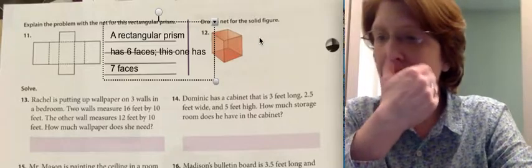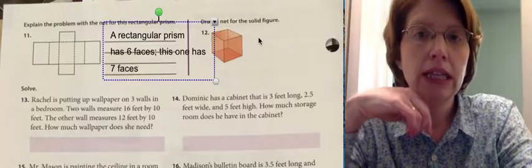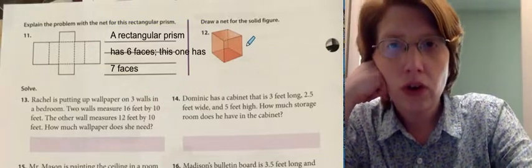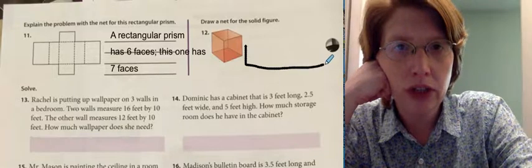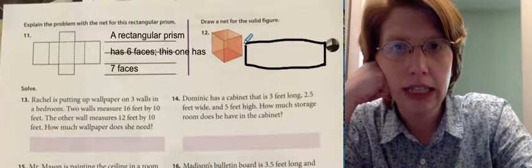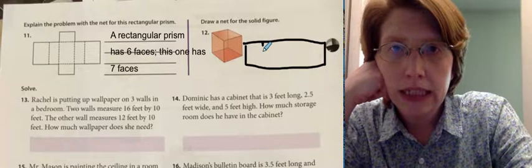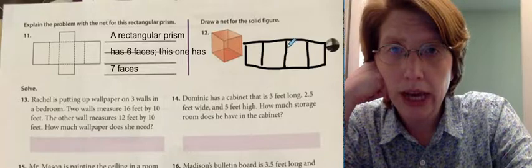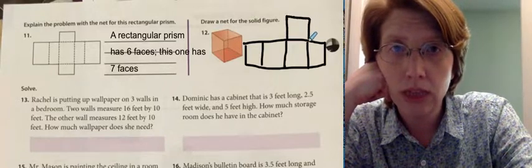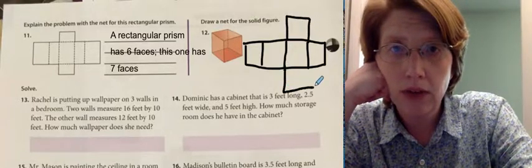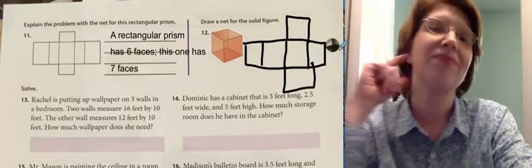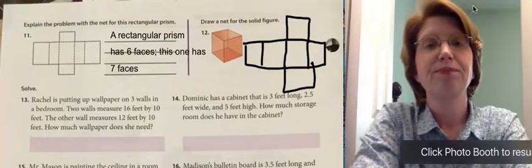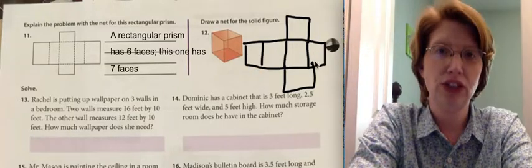Okay, draw a net for this solid figure. So we're going to draw a net for a cube. So we have to have, I'm just going to do a big rectangle and then break it up. There's 4 this way, and then 1 is going to come off this way, and 1 is going to come off this way. Oops. Not even. I'm sure yours is better than mine. Okay? But the point is you should have 4 in the middle and 2 on the sides.